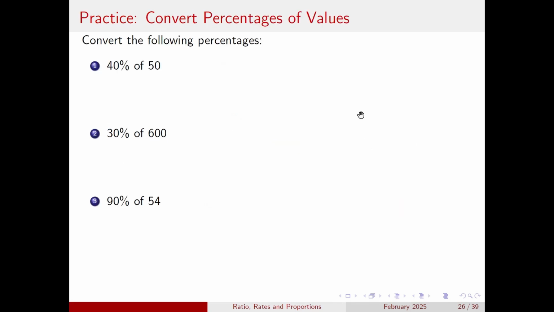So let us now convert the following percentages. The first one is find 40% of 50. So we can write this as 40 out of 100 times 50. So when we further simplify this, 0 out, 0 out, 0 out, 0 out. 4 times 5 is 20. So 40% of 50 is 20.